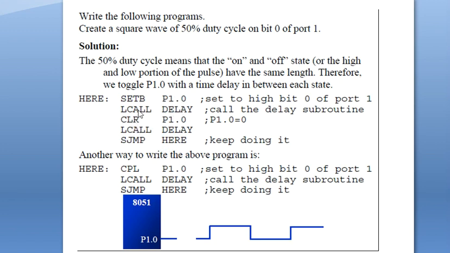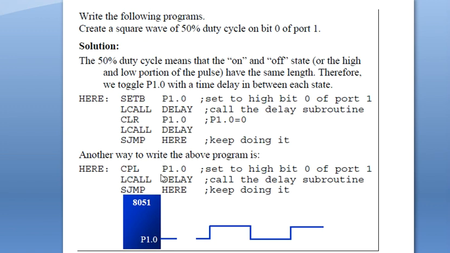Set means it's a high pulse, and clear means it's a low pulse. In between these we are giving the delay. So this is how it is going to generate the high and low pulses alternately. And SJMP here is going to repeat it continuously, so that you can generate a square wave with a 50% duty cycle continuously. So this is how it's going to be done.